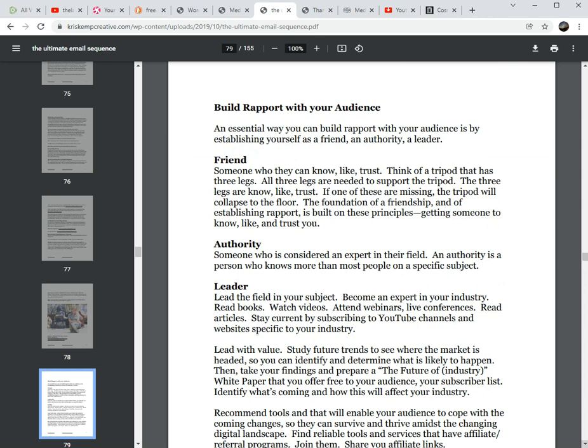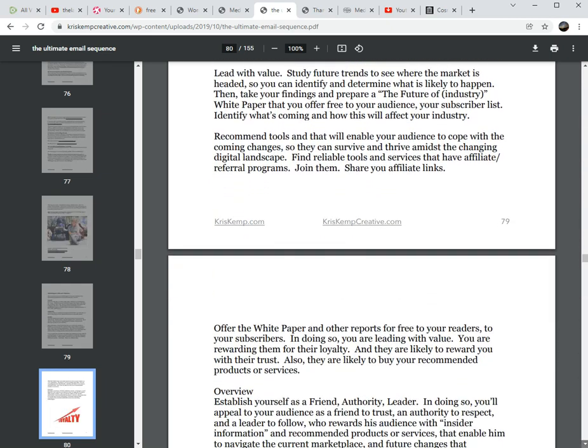Another way you can build rapport with your audience is by being a leader. So lead the field, become an expert, read books, watch videos. It's a good idea to lead with values. Study future trends, find out where the market is heading, and share those with people. So people say, "Oh, this guy, he forecasts the future. She forecasts the future. She finds out where the future is going. She invests in this, and she's making money, and I'm doing the same thing, and I'm making money. Therefore, I value this person."